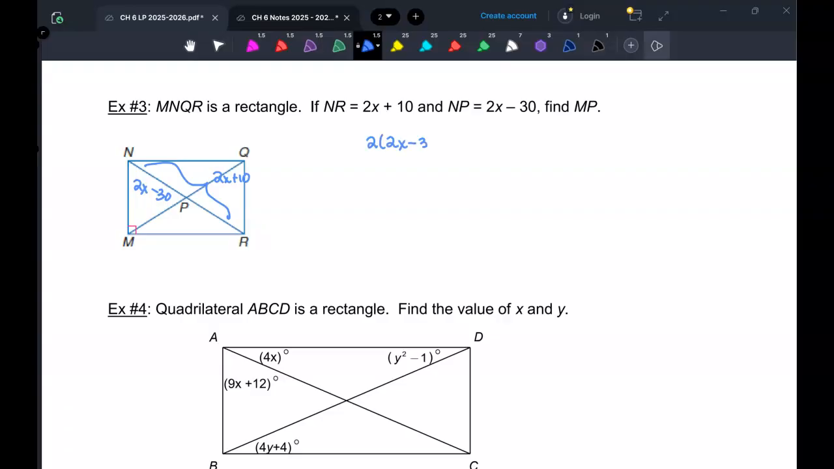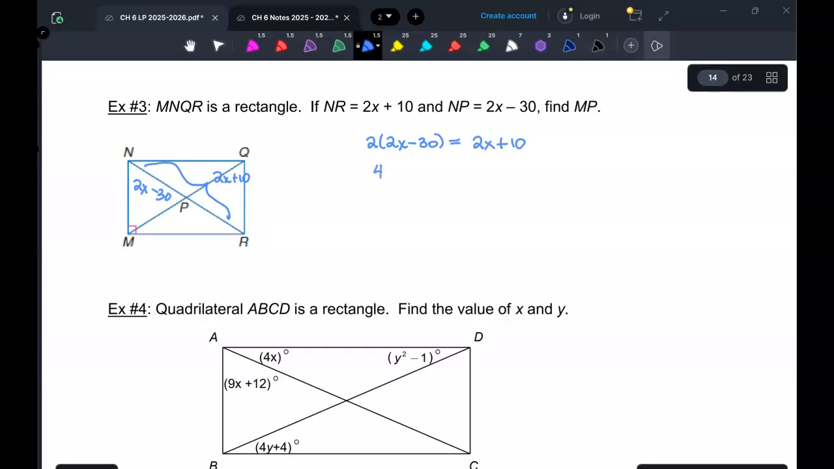Can you do 2X minus 30 equals 2X plus 10? Or you could do 2X minus 30 times 2 equals 2X plus 10. Where are you getting a Y from? I was going to use Y as another variable. Or you could just do X plus 5 equals. You could do the same thing.